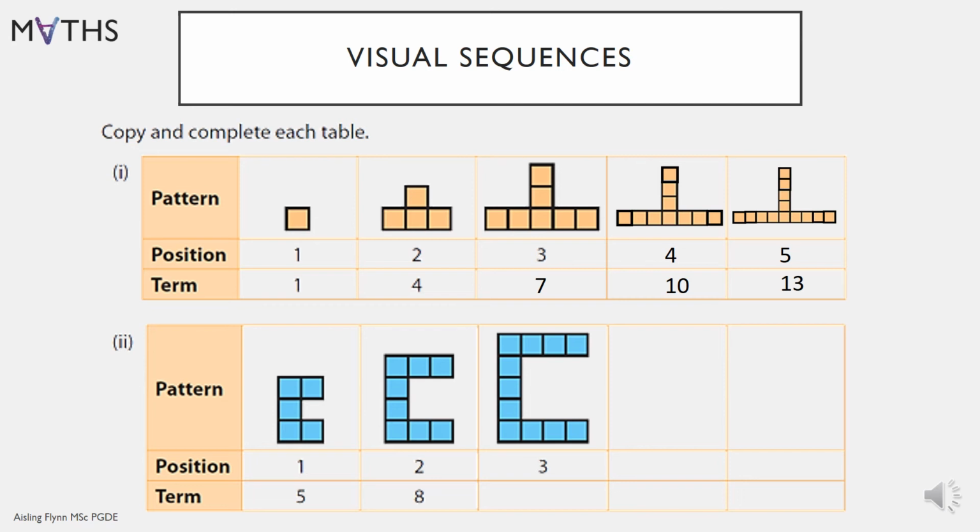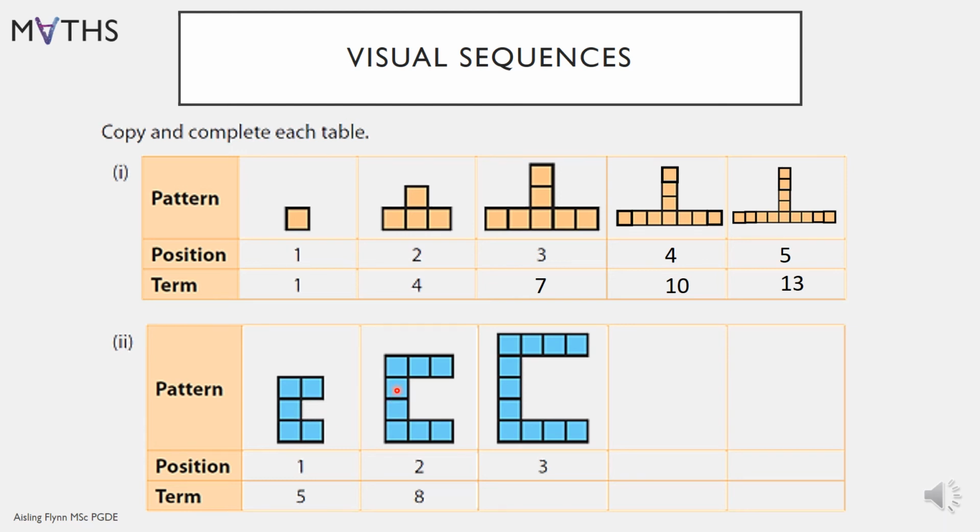Okay, let's look at the blue patterns. So we've got this kind of C shape. The first thing you have to do is examine what's happening each time, and then we'll continue it on. So starting with the basic C shape here, that's position 1. There are 5 squares. So what's different about the second one? I can see there's an extra box inserted here. There are 2 here now where there was 1 before.